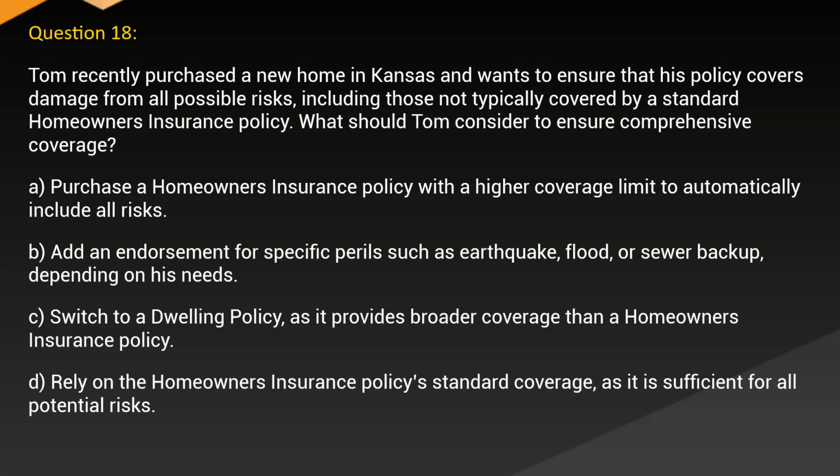A. Purchase a homeowner's insurance policy with a higher coverage limit to automatically include all risks. B. Add an endorsement for specific perils such as earthquake, flood, or sewer backup, depending on his needs. C. Switch to a dwelling policy as it provides broader coverage than a homeowner's insurance policy. D. Rely on the homeowner's insurance policy's standard coverage as it is sufficient for all potential risks.